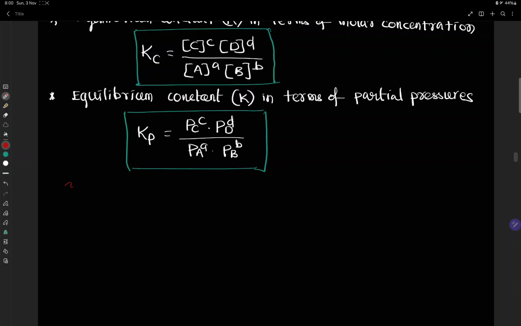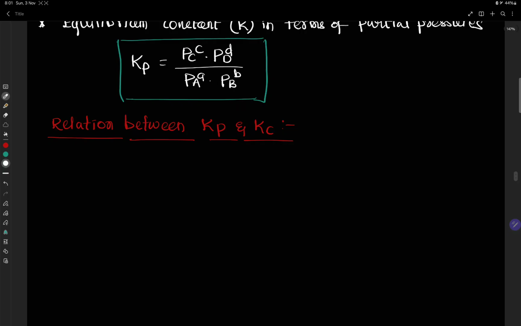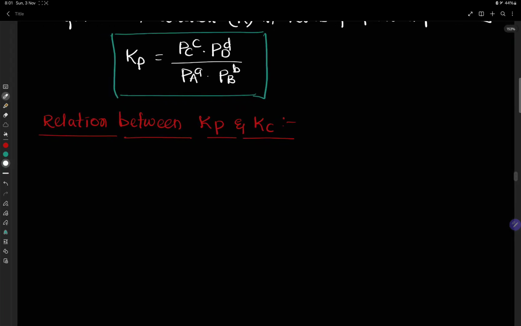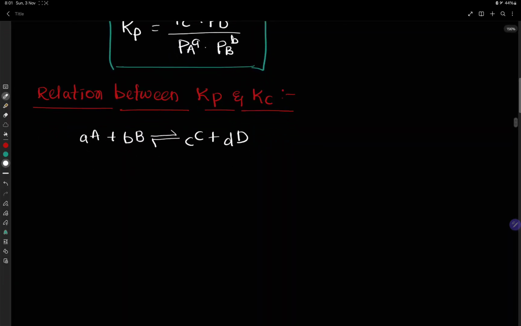Okay, now the relation between Kp and Kc, this is very important. Relation between Kp and Kc, equilibrium constant in terms of molar concentration and equilibrium constant in terms of partial pressure. Now consider a reaction, small a moles of A plus small b moles of B gives, in a reversible reaction present at equilibrium state, small c moles of C and small d moles of D.